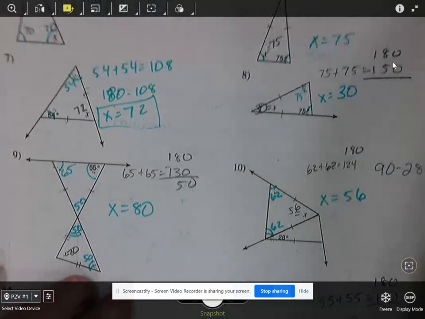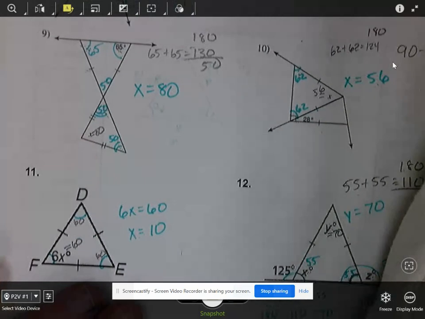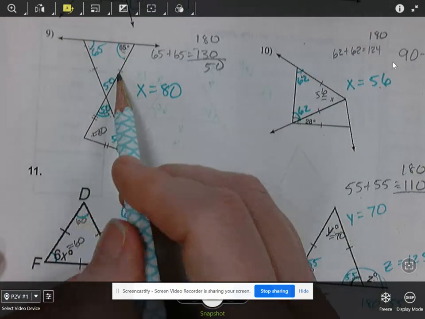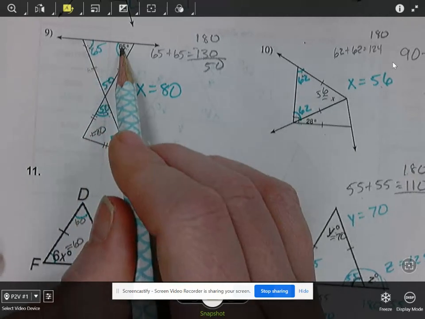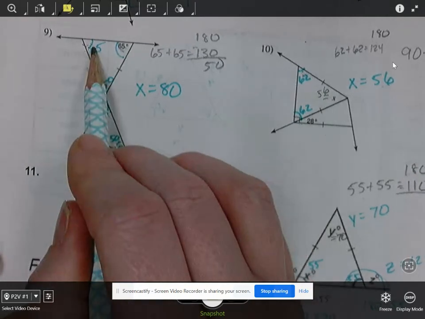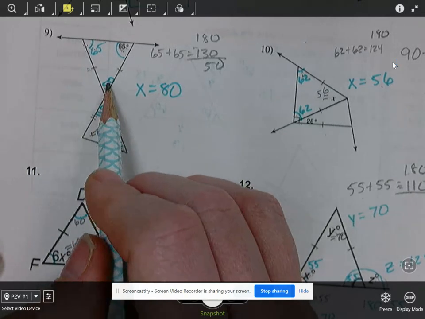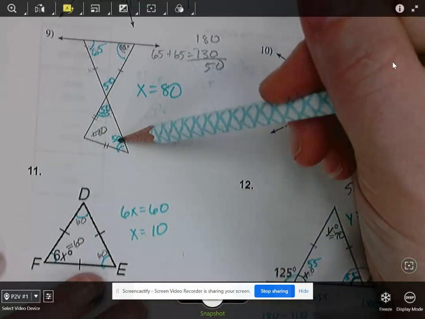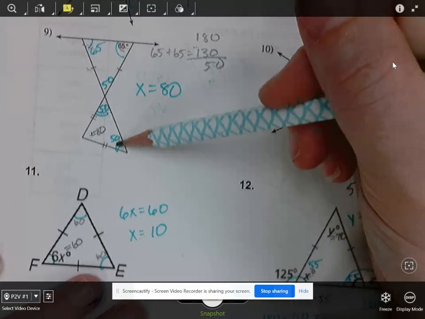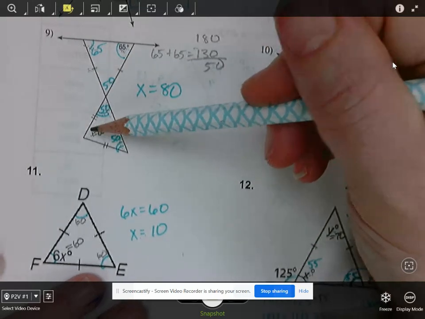Number 9, you had to do quite a bit of work. So if you did not have any work shown, then you did not get credit for that. Okay, so here, these are your two legs, so these are your two base angles. So if this one's 65, this one's also 65. Then you find the measure of your vertex angle, which is 50. Then you use vertical angles to find this angle, which is 50. And these two are your base angles. So both of these are 50. And then you find the measure of this angle, which is 80. So X would have to equal 80.